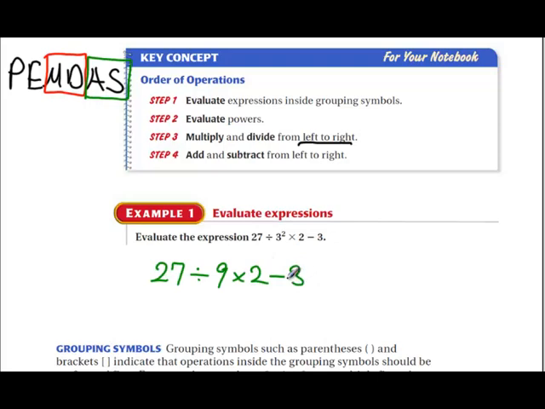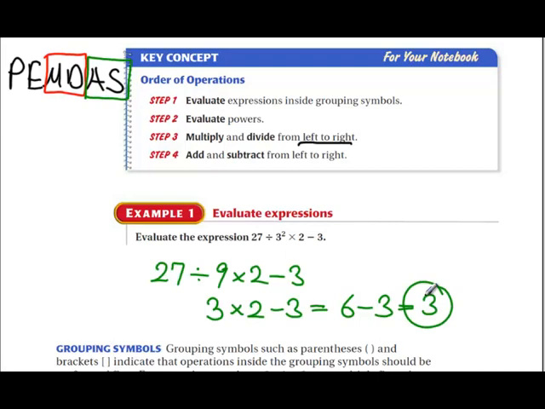Then as you see, we have division and multiplication. So whichever is on the left, we have to perform that first. Division is coming first, so we have to perform division. 27 divided by 9 equals 3, times 2 minus 3. Then 3 times 2 equals 6. 6 minus 3 equals 3. So the answer of this operation equals 3.